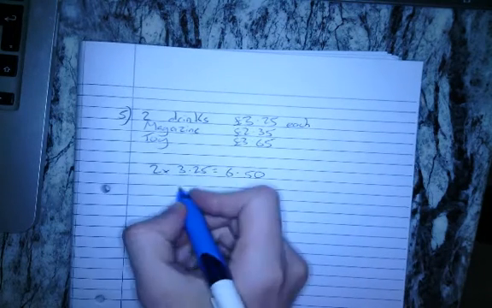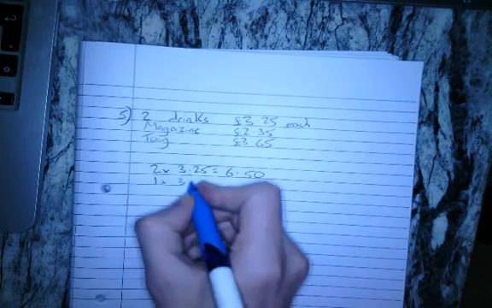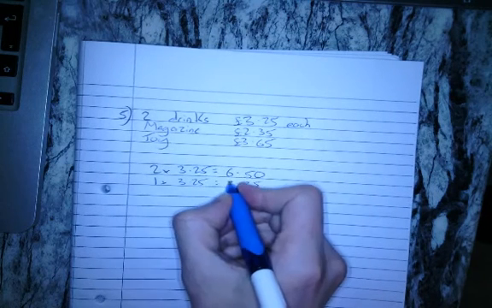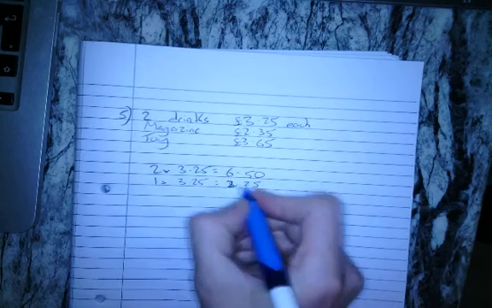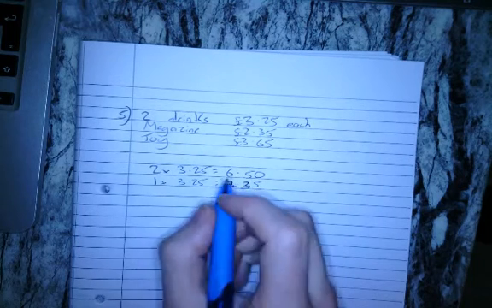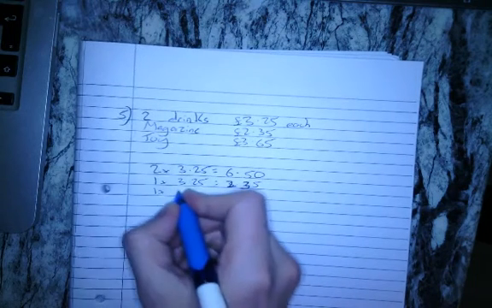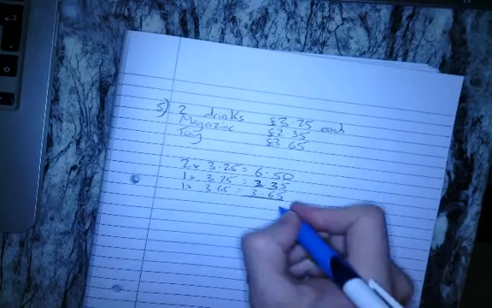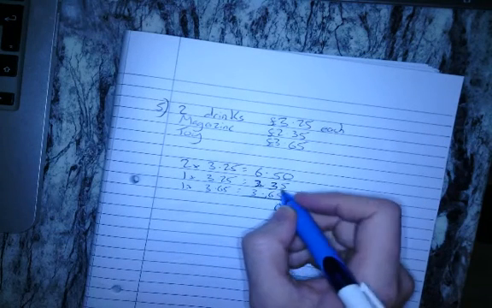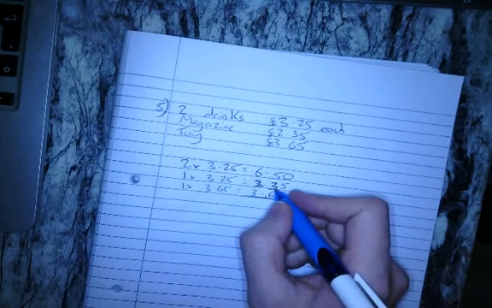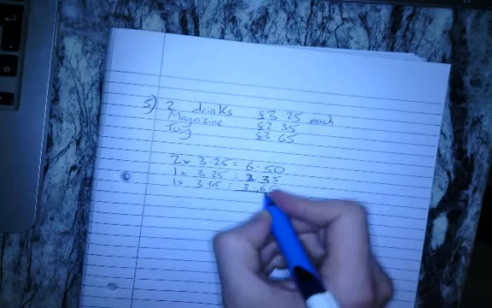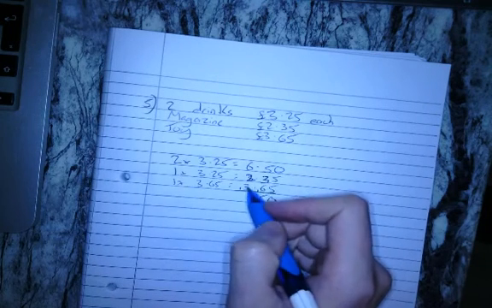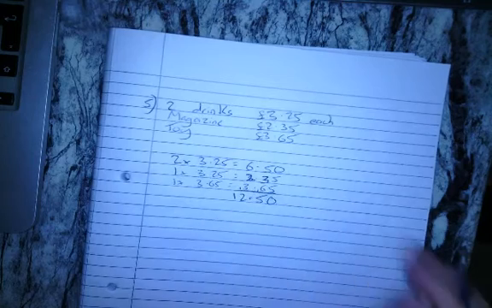Add to that the magazine, so 1 times £2.35, sorry, which is £2.35, and the toy, 1 times £3.65, which is £3.65. So add those together. 5 plus 5 is 10, plus 5 is 15, carry over 1, 6 plus 2 is 8, plus 3 is 11, plus 1 is 12. So the total cost is £12.50.